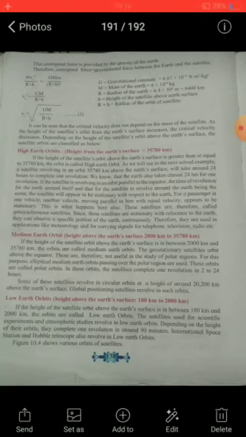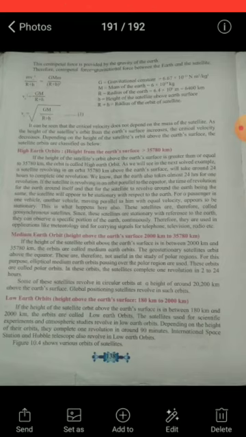In these orbits, the satellites complete one revolution in 2 to 24 hours. Some of these satellites revolve in circular orbits at a height of around 20,200 km above the Earth's surface. Global positioning satellites revolve in such orbits.